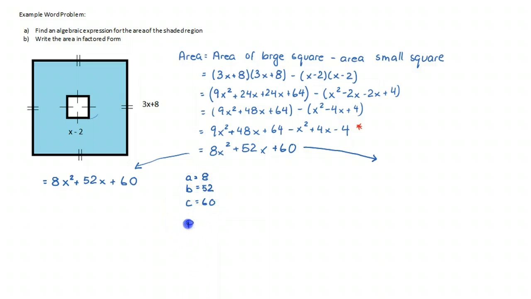And we find a product, which is A times C, so 8 times 60 is going to give me 480. And we find a sum, which is always our B term, which is 52. So I need two numbers that multiply to give me 480, but add to give me 52. Now that's tricky. It's doable, but hard. So a couple things to help us do this. First thing I'm going to do is look at this pattern here. The product is positive and the sum is positive. So if the product and sum are both positive, that means I need two positive numbers in this case.